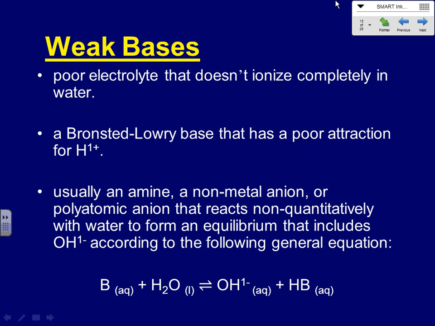Usually an amine, again, that's part of the organic chemistry course. We'll talk about that later. Non-metal anions, so we're talking about things like carbonates, sulfates would be good at grabbing up H's, maybe not great. Again, polyatomic anions. The non-metal anion could be fluorides, right? Fluoride is an example of a non-metal anion. That would be a pretty good base. Polyatomic ions, so things like a carbonate, CO3 2 minus. Those are weak bases.